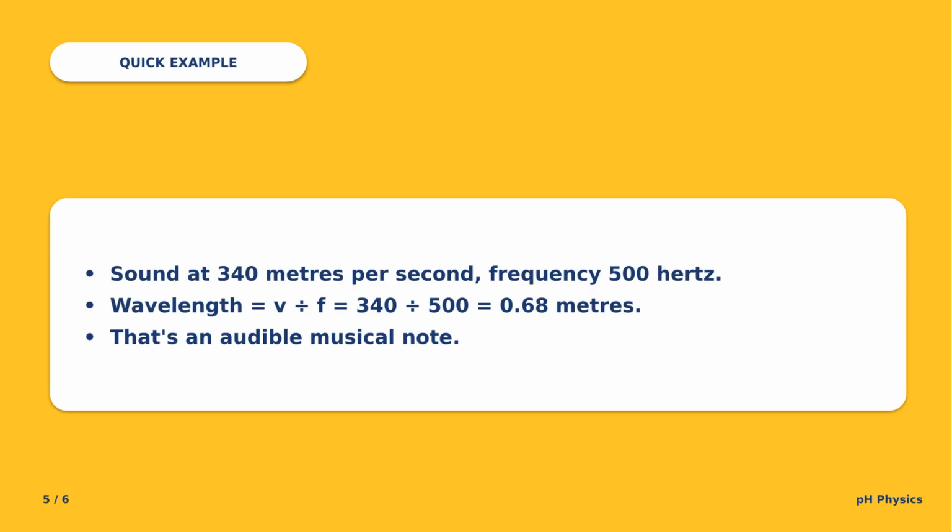Quick example, sound at 340 meters per second, frequency 500 hertz. Wavelength equals v divided by f, equals 340 divided by 500, equals 0.68 meters. That's an audible musical note.